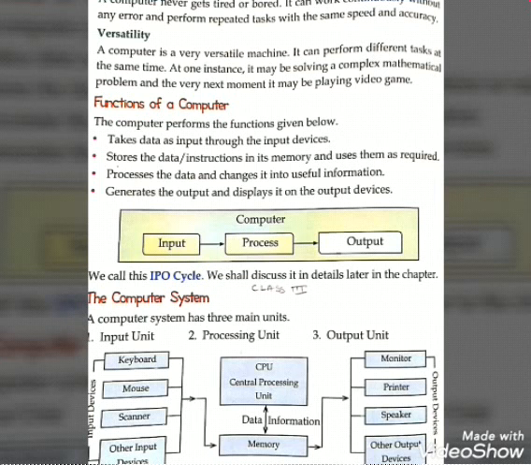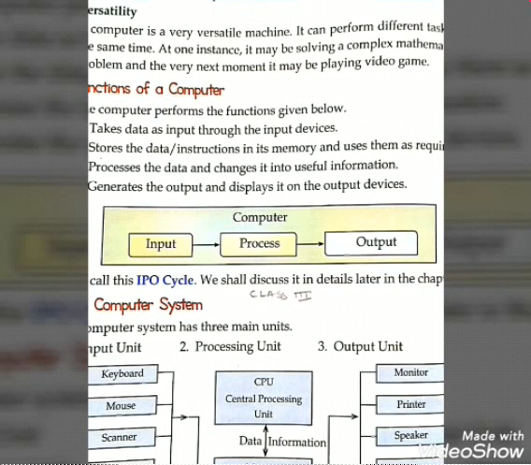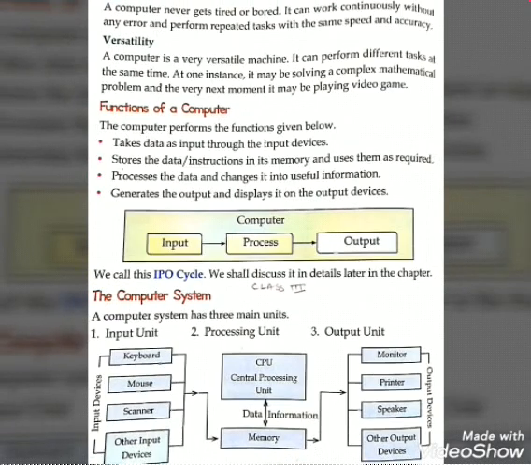So, the computer takes the input as data through the input device, stores data and instructions in its memory and uses them as required. Then the next one is it processes the data and changes it into meaningful information, and generates the output and displays it on the output device. As you can see, it is shown in the diagram, that is a cycle. We call this the IPO cycle. Okay. Now we shall discuss it in detail in a later chapter.